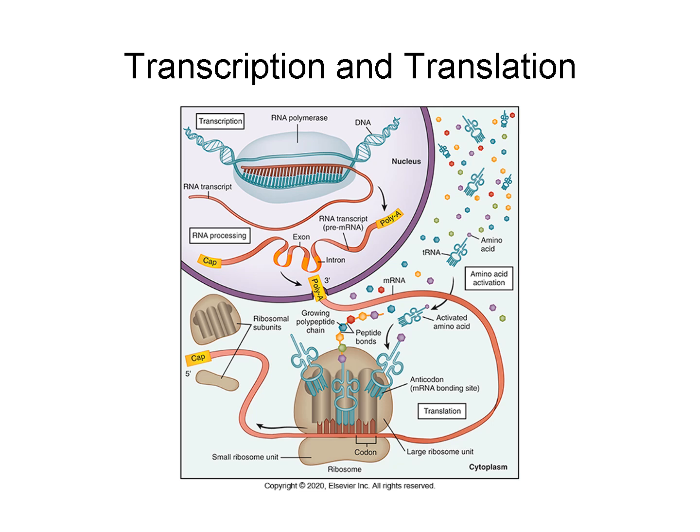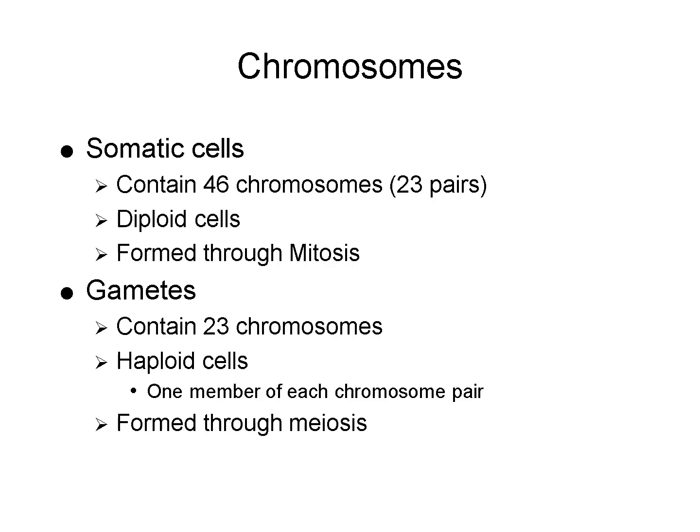Once in the cytoplasm, the messenger RNA binds to a ribosome. Here, translation begins. Transfer RNA molecules bring amino acids to the ribosome, matching their anticodons to the codons on the messenger RNA. The ribosome links these amino acids together, forming a growing polypeptide chain, which will eventually fold into a functional protein.